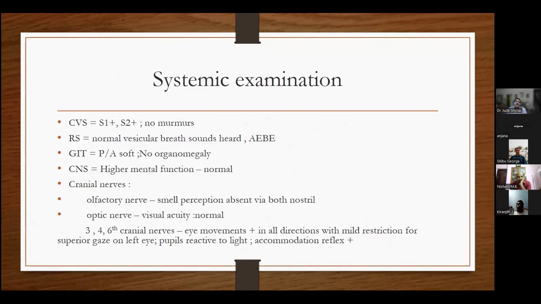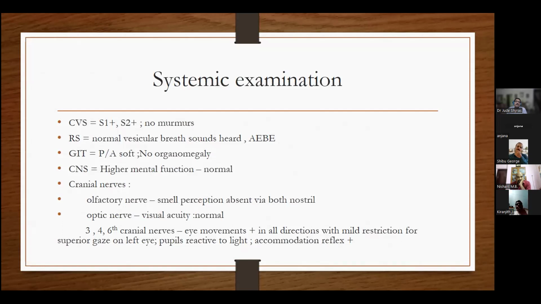Respiratory system, normal vesicular breath sounds heard. Air entry was bilaterally equal. Gastrointestinal system, per abdomen soft, no organomegaly. Central nervous system, higher mental functions were normal. Cranial nerves, olfactory nerve, smell perception was absent via both nostrils. Optic nerve, visual acuity was normal.